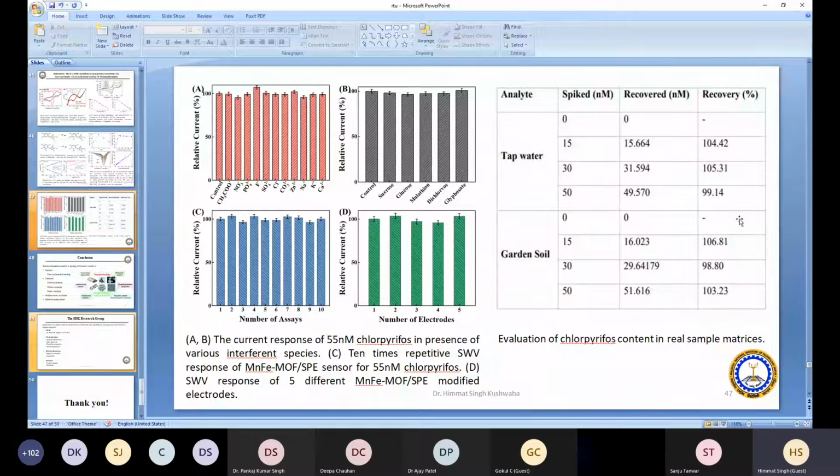To evaluate the practical application of the developed sensor, the experiments are performed with tap water and garden soil, and it's showing that it can be used for real sample applications also. So these are some of the work performed by our group on the sensors.